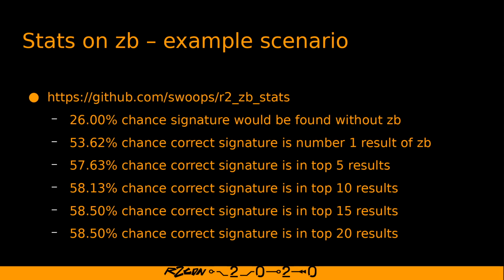So the repository here provides the analysis that shows that for a single libc version, looking at both bytes and graph features, out of the 20 results returned, 58.5% of the time you expect to get the correct match, get the right function.